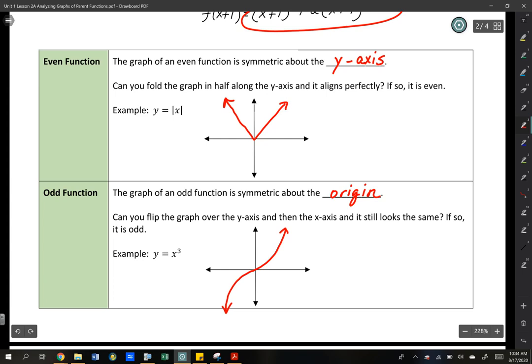So it says, can you flip the graph over the y-axis and then the x-axis and it still looks the same? If so, it is odd. So if we reflect the graph over the y-axis, and I'll try to do this here. So here's a reflection of the graph over the y-axis, right? Takes care of that. And then we reflect it again over the x-axis. Let's see, we'll do that in blue. We're going to end up with that graph, and it still looks the same. So in this case, this function is an example of an odd function.